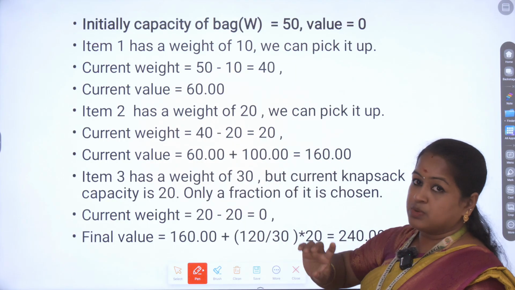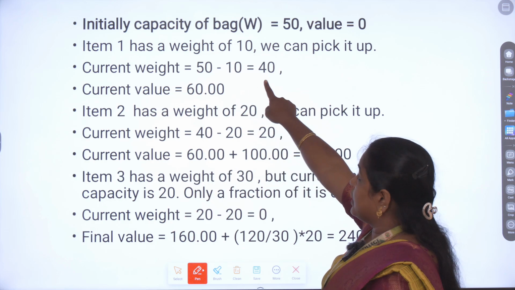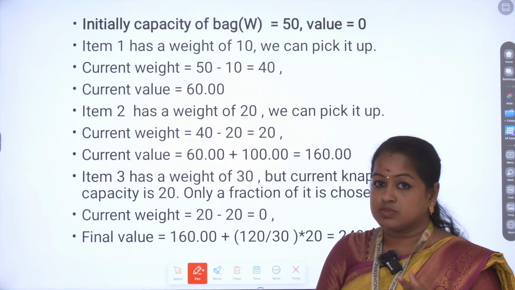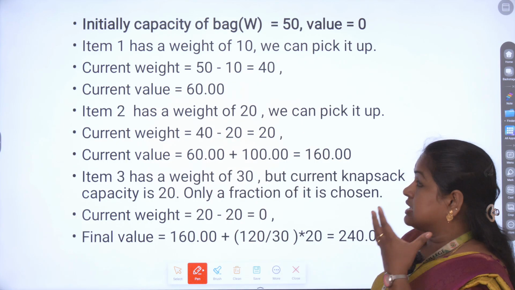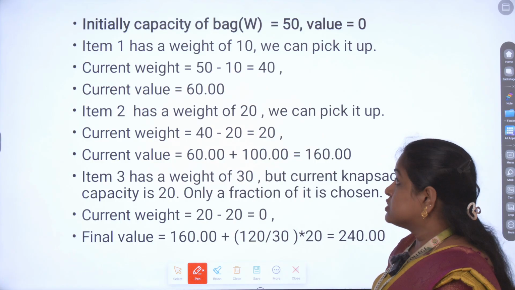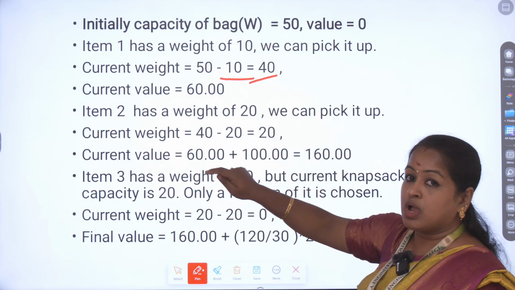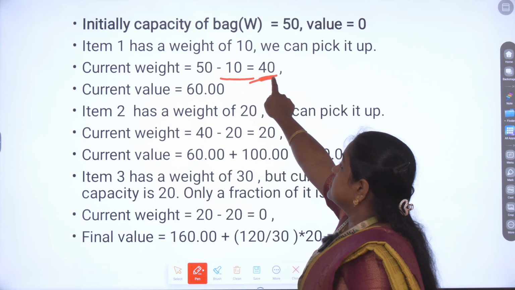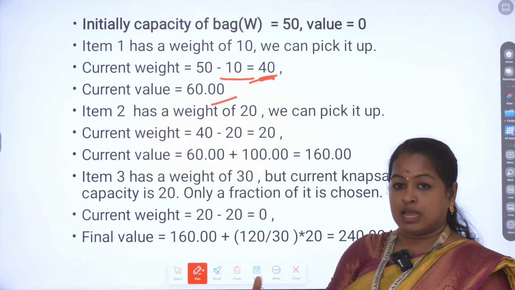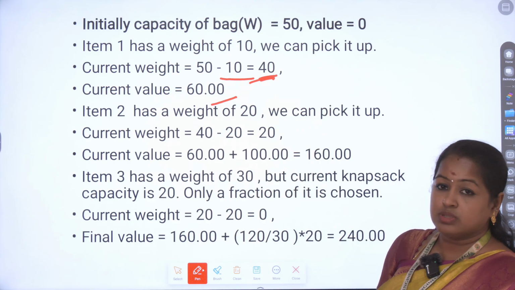Now let us take item 1 according to the sorted order. When we take item 1, the weight is 10 and we can pick it up because the total capacity of the bag is 50 and 10 is lesser than 50. So I can pick that item and place it in the bag. I reduce the capacity, so now the remaining capacity of my bag is 40 and the current value is 60. That is, I have taken the item of weight 10 and the corresponding value 60.